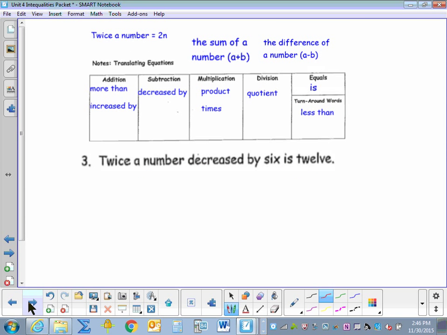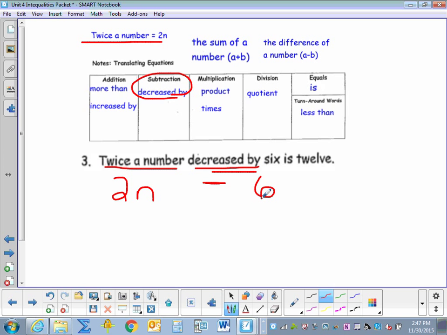Number 3, we have twice a number decreased by 6 is 12. So twice a number, we know that means 2n. Decreased by is subtraction. By 6, the numeral 6, is means equals, and 12. So twice a number decreased by 6 is 12, is 2n minus 6 equals 12.